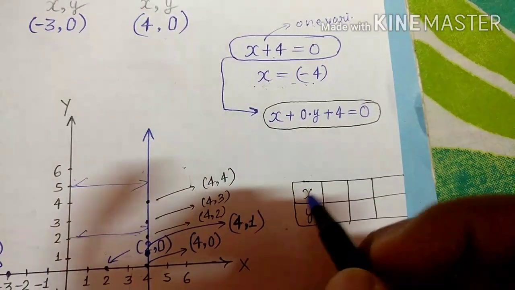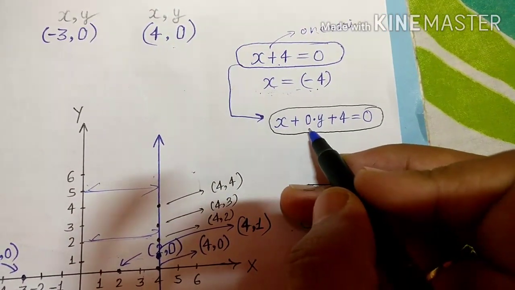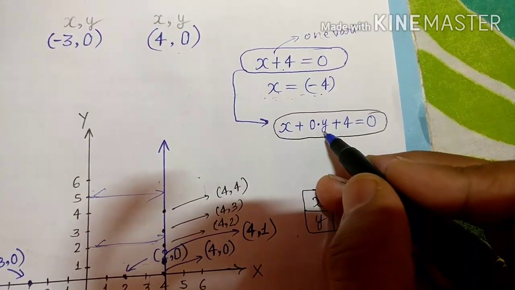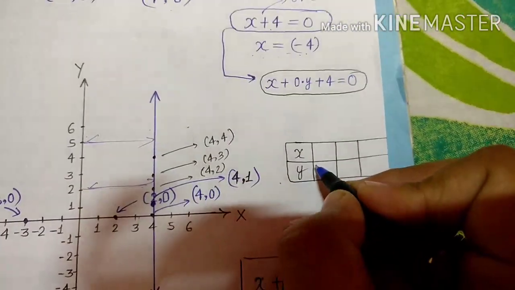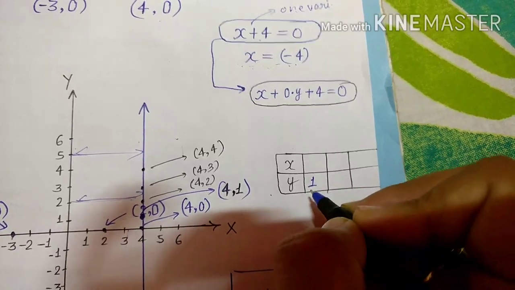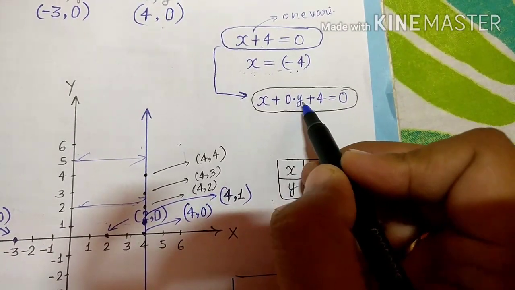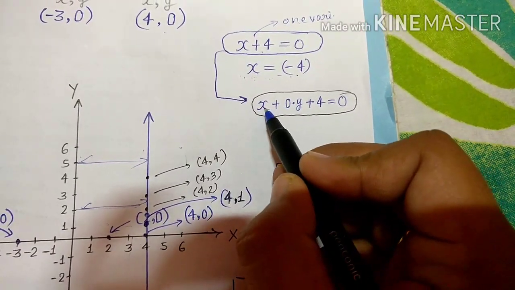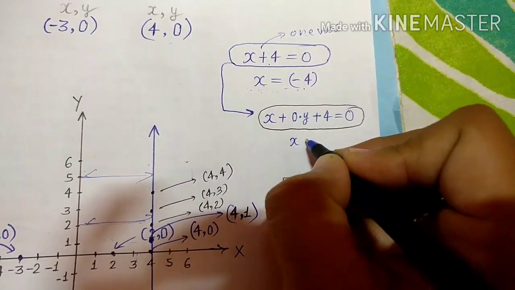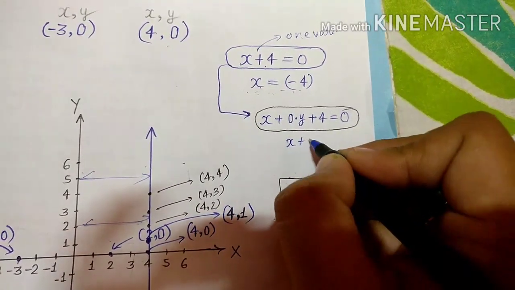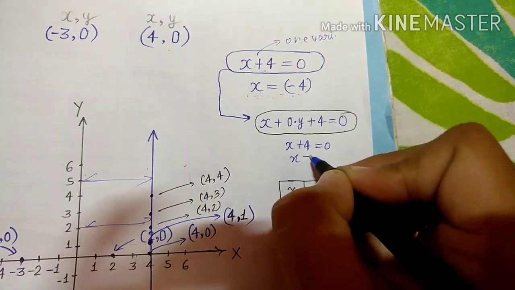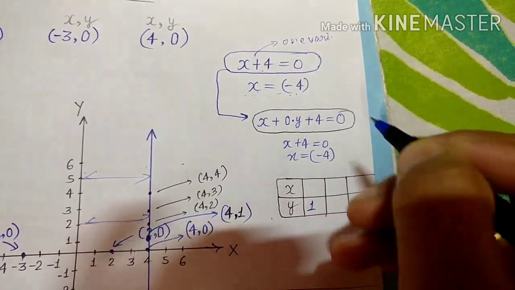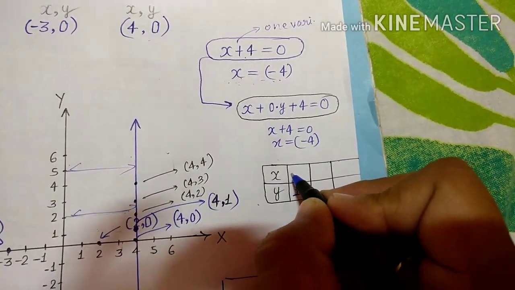So again we have to represent this on the graph, so we'll put the value of y and then we can get the value of x. Suppose we put the value of y as 1. In place of y, 1 comes, 1 times 0 is 0, then again it becomes x plus 4 equals 0, because 1 times 0 becomes 0 only. So x plus 4 equals 0 means x equals minus 4, it remains the same.